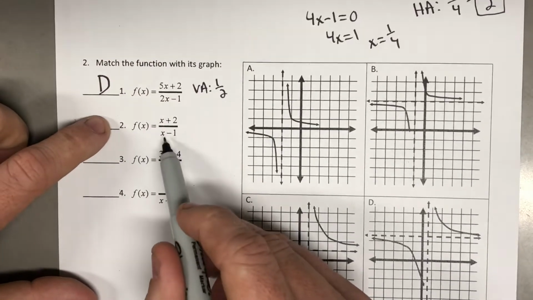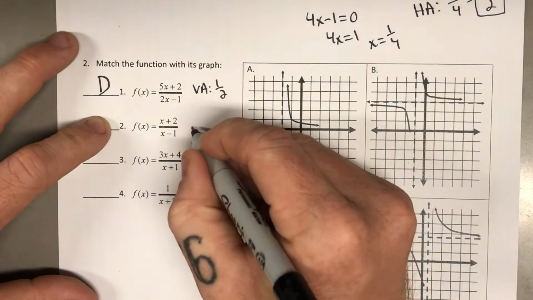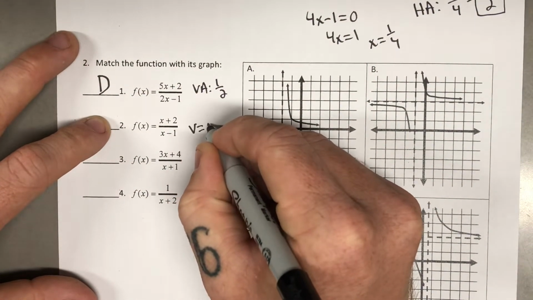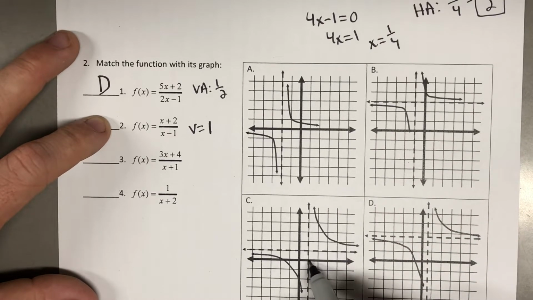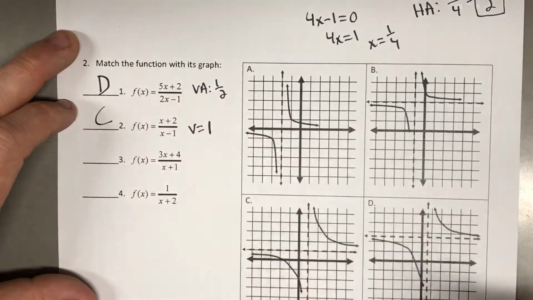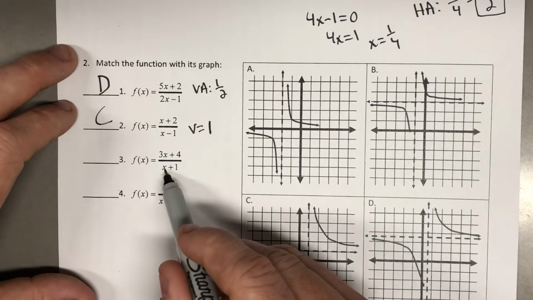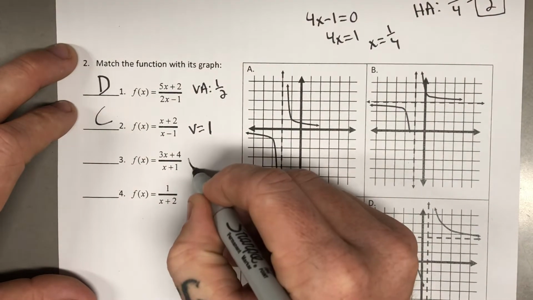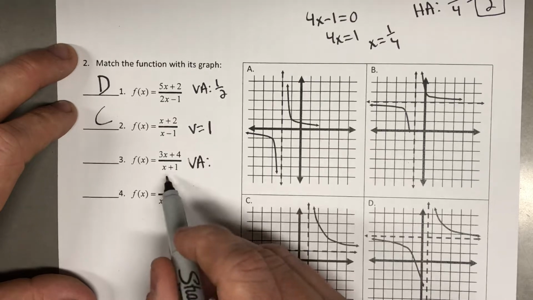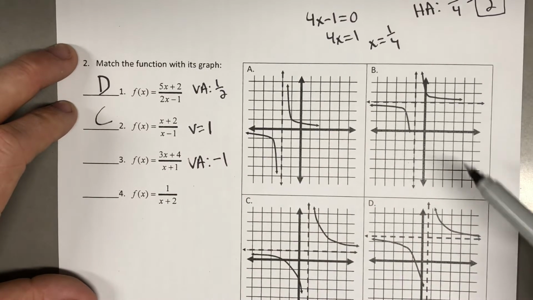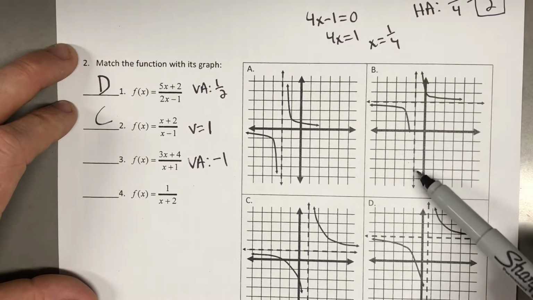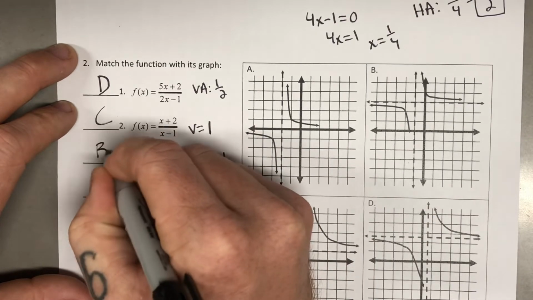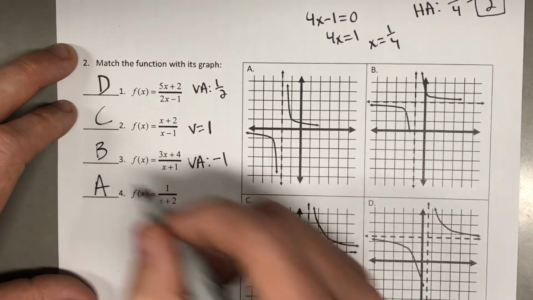For number 2, our vertical asymptote on the bottom is going to be a positive 1. So I'm going to look for a positive 1, which I just saw earlier, and that was right here, so letter C. So letter C is your go-to. The vertical asymptote for number 3 is negative 1. So if you look at the graph, we have a negative 1 right here. There's that dashed line at negative 1. So B goes with 3, and the only one that's left is A.